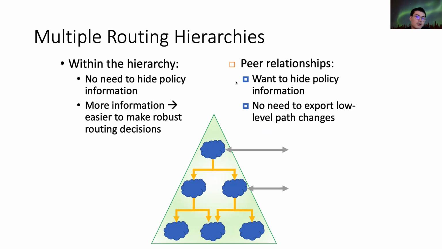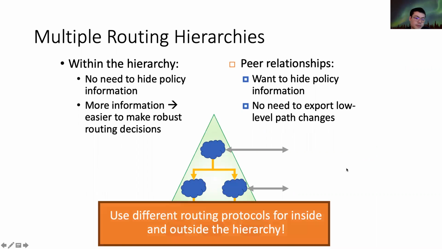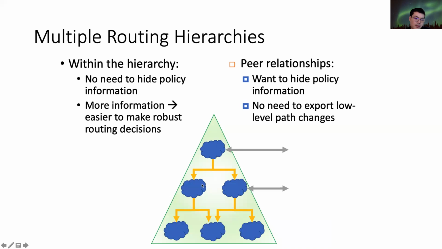In a peering relationship, you want to hide the policy information, so you don't tell others the path or even how you choose this path. There is no need to explore low-level path changes. If you change from this to take another route here, you don't need to tell anything to the outside. So the key idea is to use different routing protocols for inside and outside the hierarchy. Inside is the orange edges within the triangle. Outside is the gray edges.